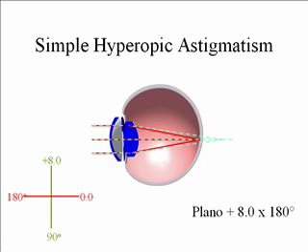This is simple hyperopic, and we look at the total power cross. One arm is +8, one arm is 0. 0 means that one of the focal lines sits on the retina. +8, you know that the other one is in back.